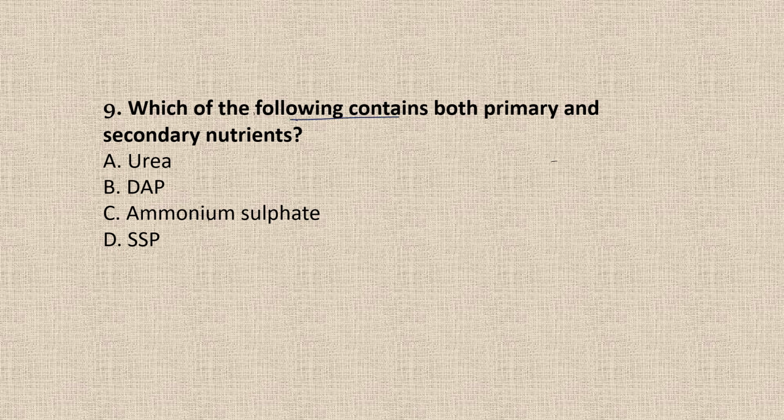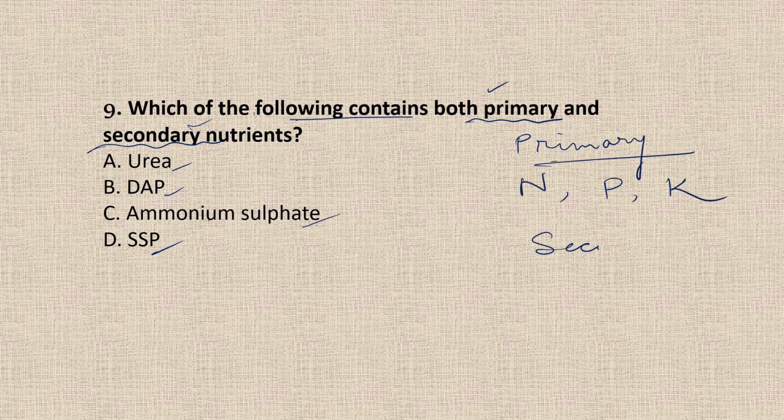So which of the following contains both primary and secondary nutrients? Options are urea, DAP, ammonium sulfate and SSP. For this question, you must know which are the primary and secondary nutrients. I think I discussed it in the previous session also. Primary are N, P, K. Secondary are Ca, Mg and sulfur.